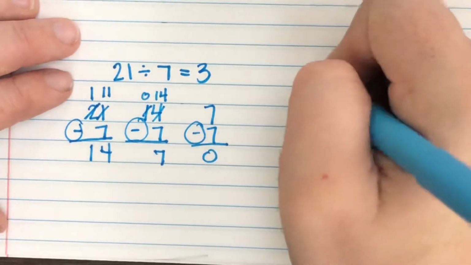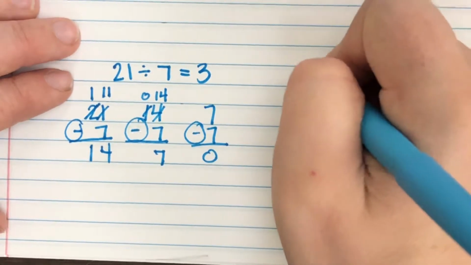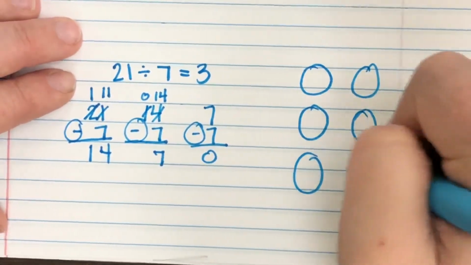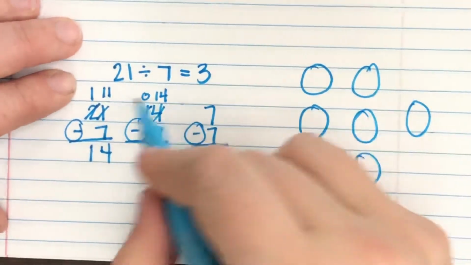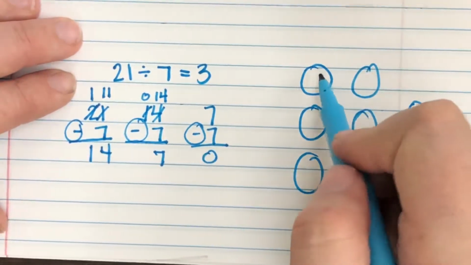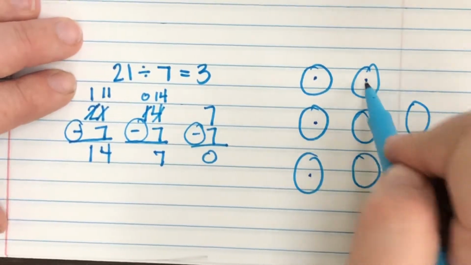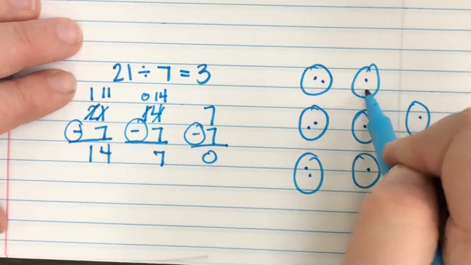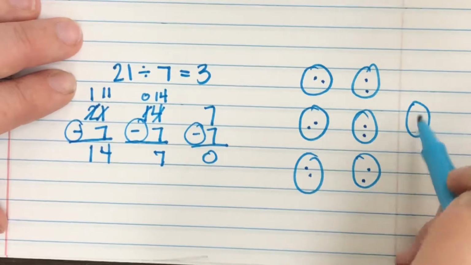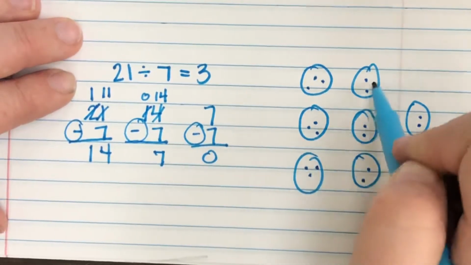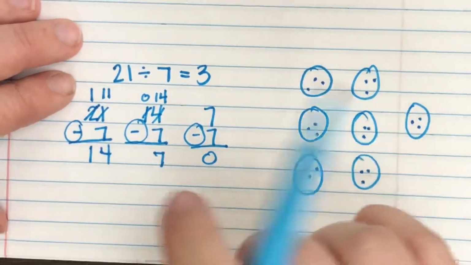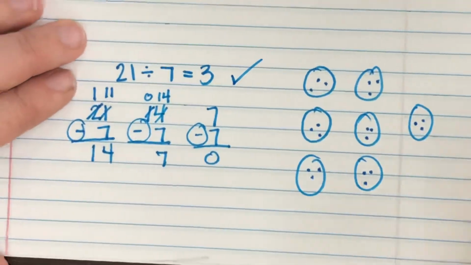Let's do our equal groups. If I draw 7 equal groups, 1, 2, 3, 4, 5, 6, 7, and split 21 up between the 7 groups, let's see how many each person would get. 1, 2, 3, up to 21. Each person got 3. So that is the correct answer, okay?